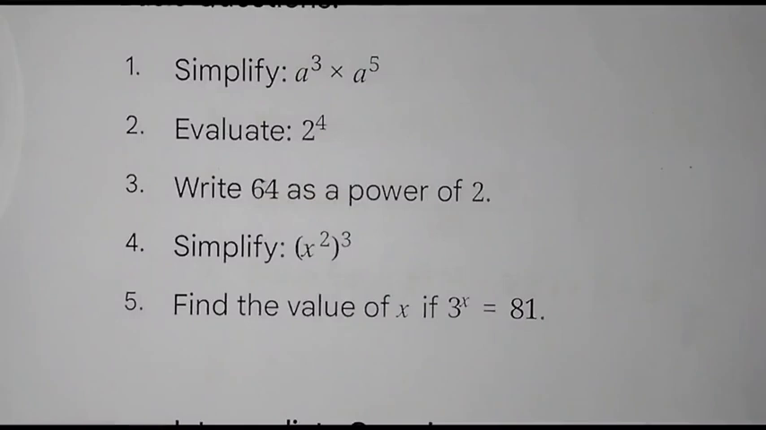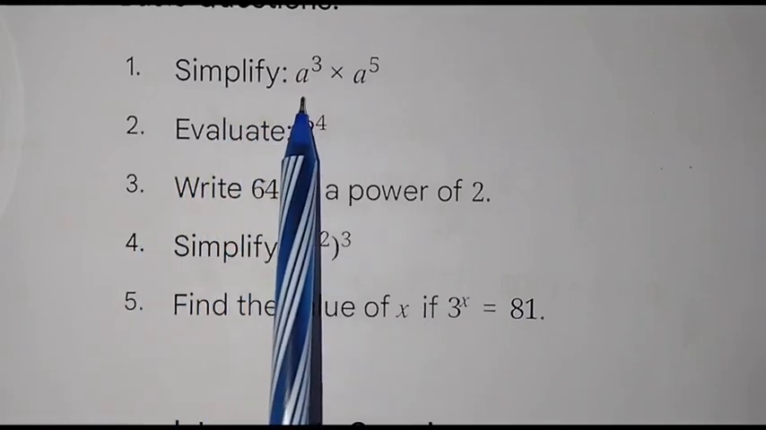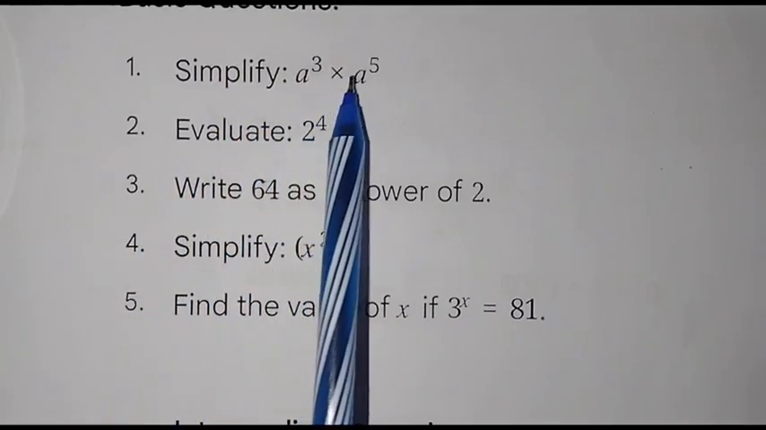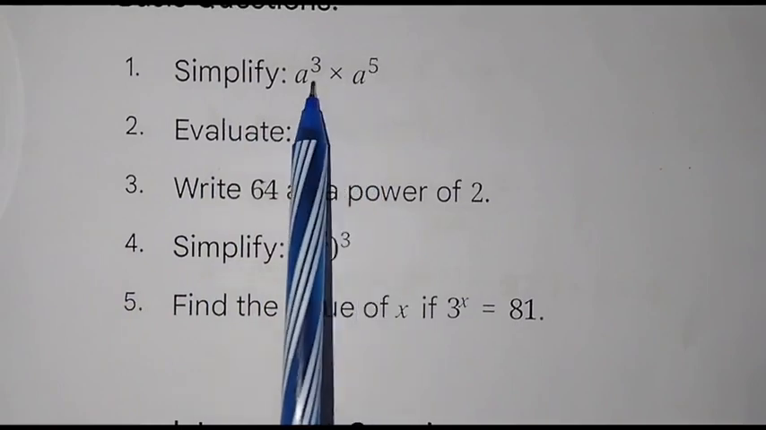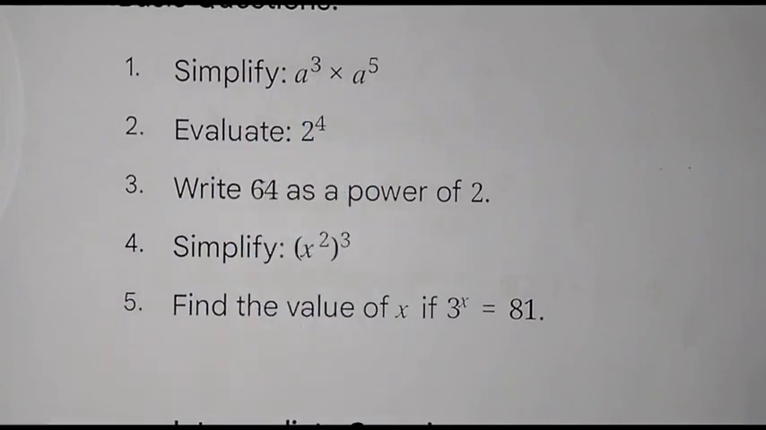So in this presentation, I want us to answer some questions that we gave our students as an assignment. And these questions were coming from the topic index notation. So we are going to start with our question 1, which is saying simplify a power 3 times a power 5. So how can we simplify this? Okay, so let's see how we can answer it.